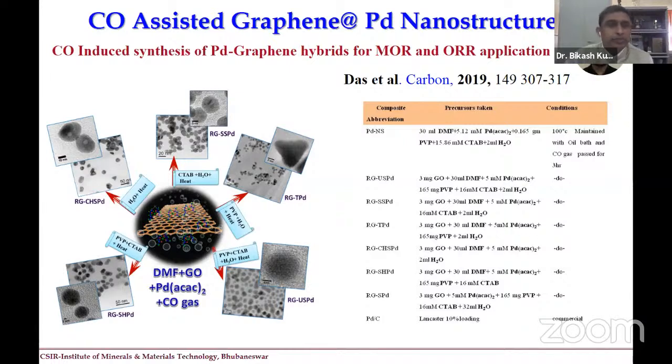This method we have established is called carbon monoxide induced reduction of graphene oxide and palladium. Here carbon monoxide gas is used as a reducing reagent, and since it is a gaseous reducing reagent, the byproduct of the reducing agent will not remain there. Here we just tuned the synthesis parameters. We were able to synthesize six different kinds of electrocatalysts by tuning their shapes and sizes. And we have also compared this electrocatalytic activity with the commercially available palladium carbon.